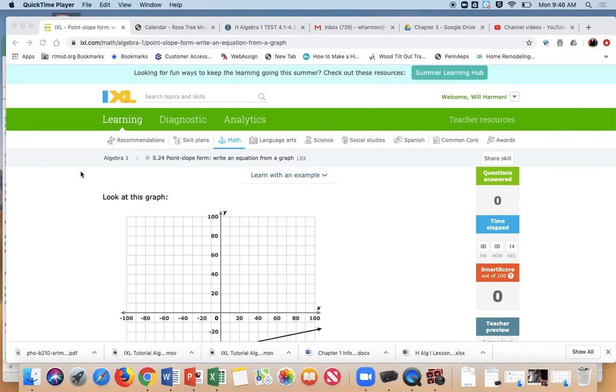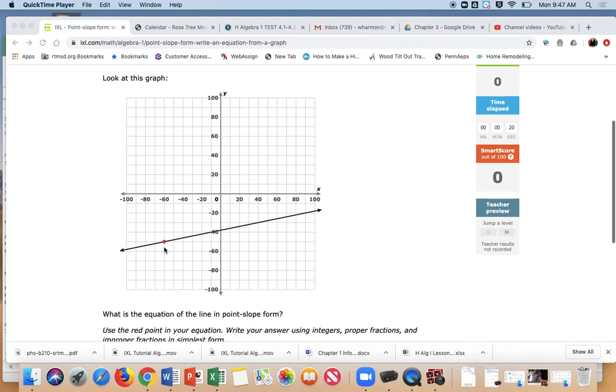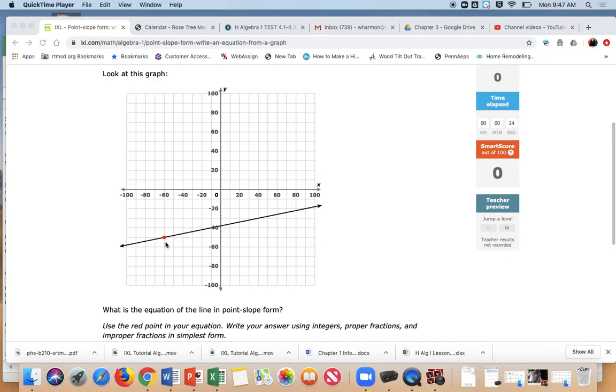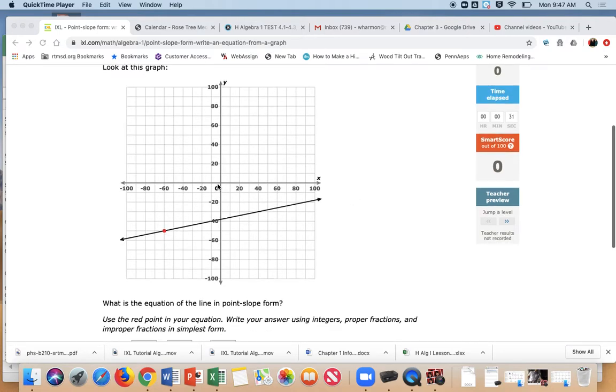Let's go through and figure out how to do S24 in Algebra 1, point slope form, write an equation from a graph. So this red dot means that's the point they want us to choose. So when finding my point, that's the one I'm going to pick. Even though I have many more points I could choose from, they want that one. So let's figure that out.